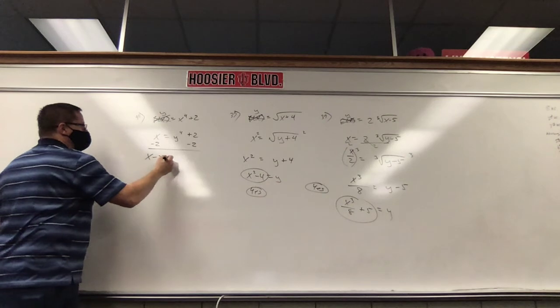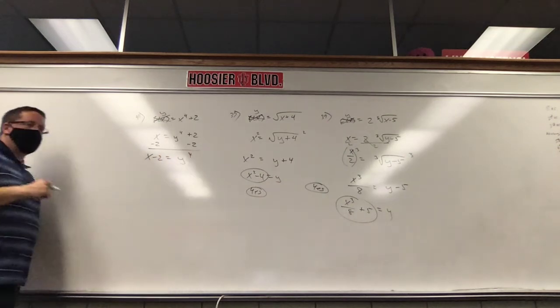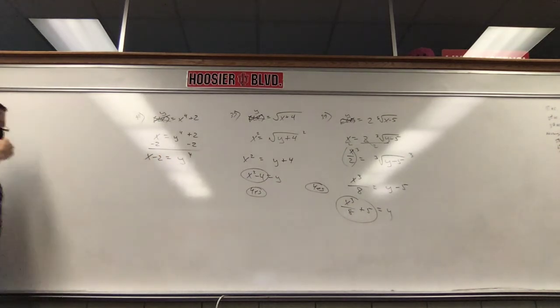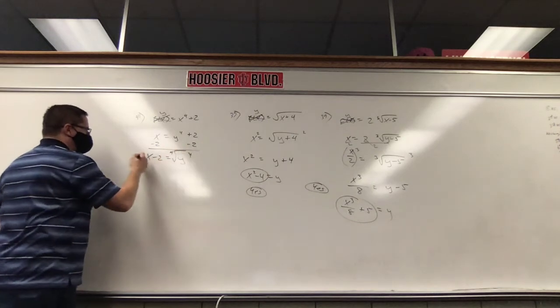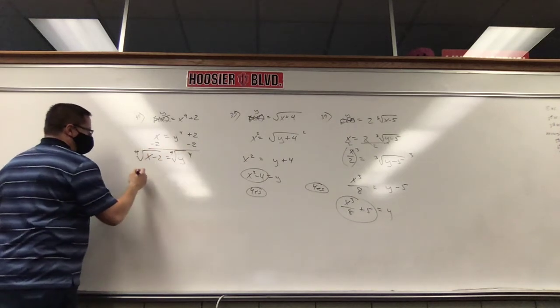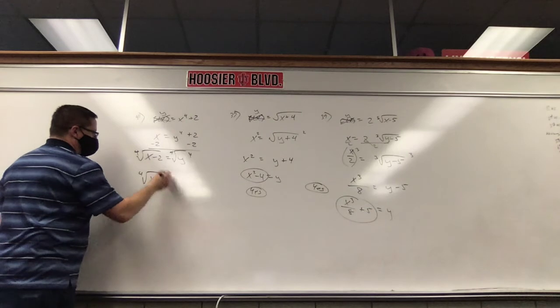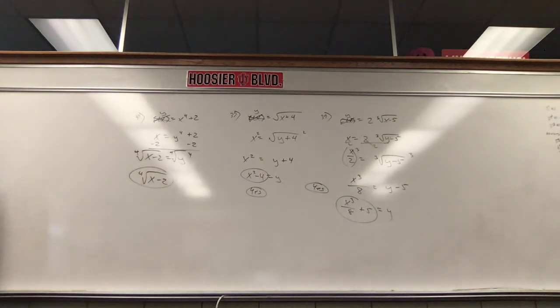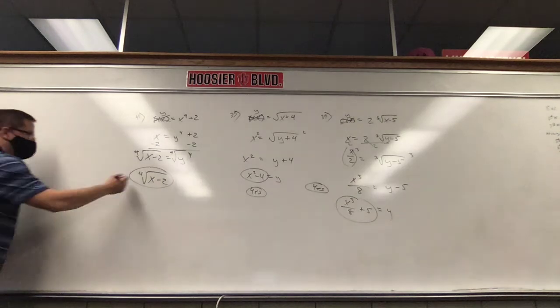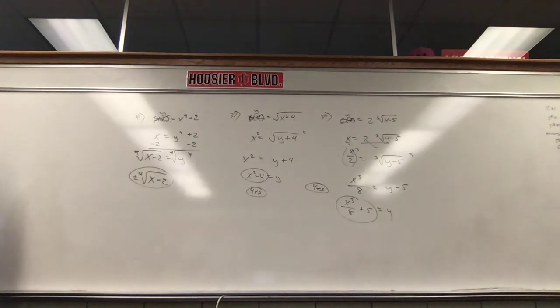x minus 2 equals y to the 4th. How do we get rid of a 4th power? 4th root. So we have the 4th root of x minus 2. Is it a function? The way I've written it, yes, but I made a mistake. It has to be a plus minus. I didn't put the plus minus. Now the inverse is not a function.